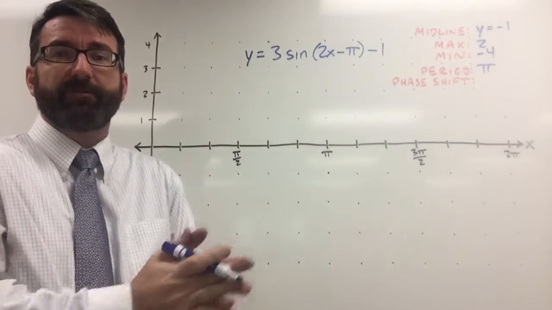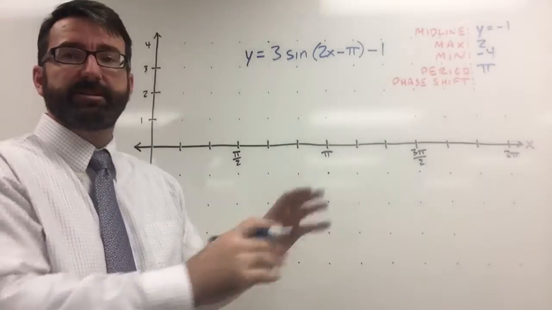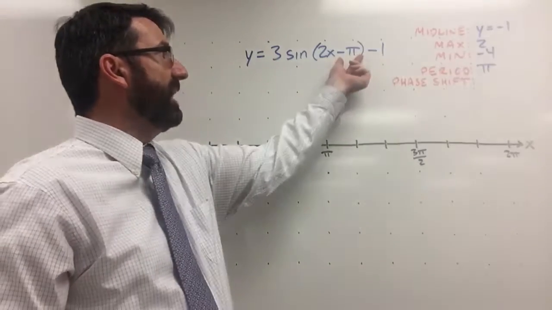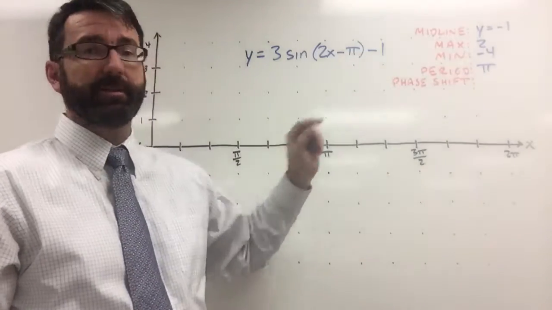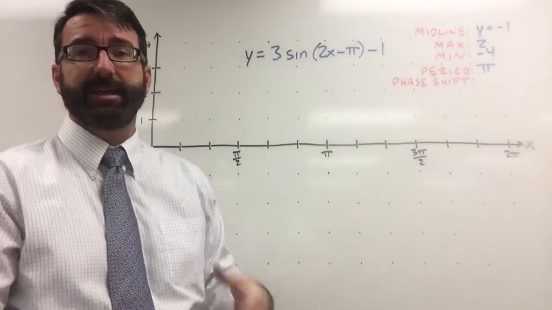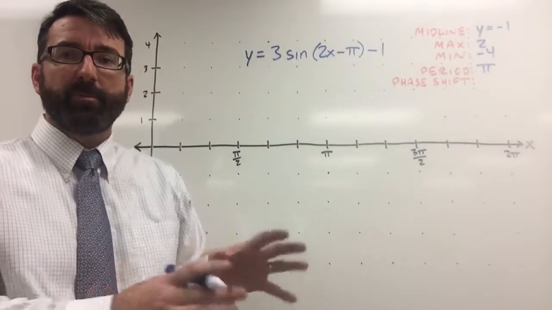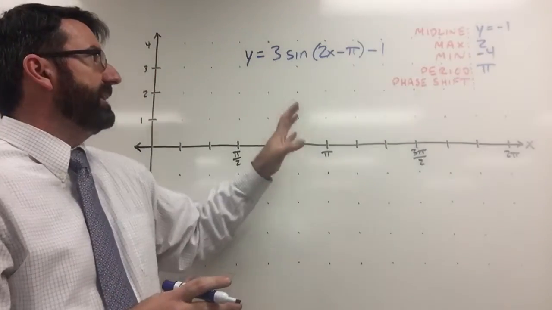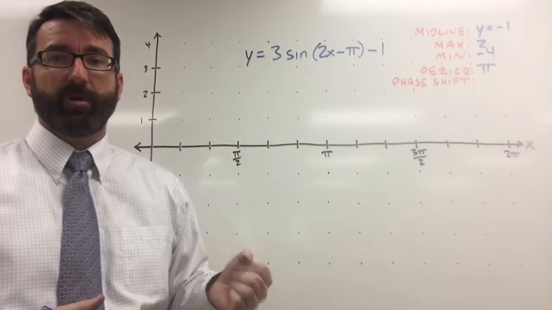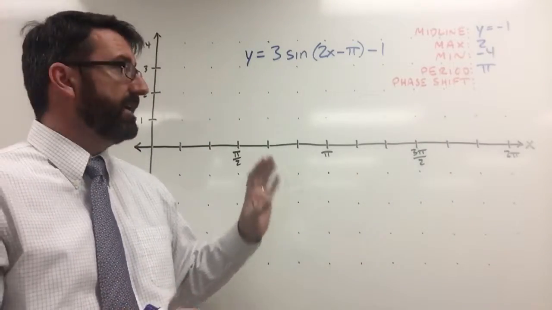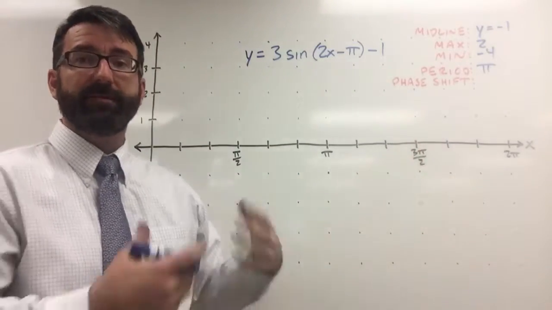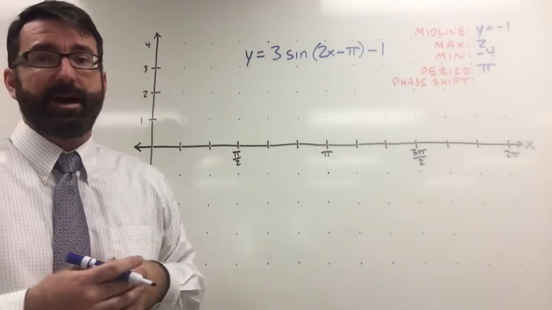Next, we need to find our phase shift. So the phase shift is this horizontal shift, and it's given by this number in here that we're adding or subtracting inside the parentheses. Remember with a horizontal shift that it's going to go the opposite direction of what we would expect. So if it's negative, we're going to go to the right. If it's positive, we're going to go to the left.